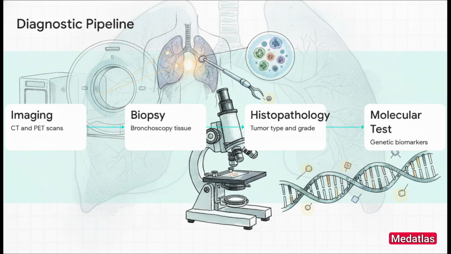Step 2 is a biopsy, which is often done through a bronchoscopy, where they guide a tiny camera into the airways to grab a tissue sample. Step 3 is histopathology. That's looking at those cells under a microscope to confirm the exact tumor type. And finally, step 4, which is honestly a modern marvel of oncology, molecular testing.